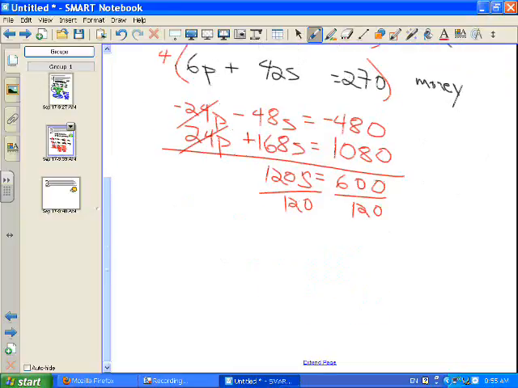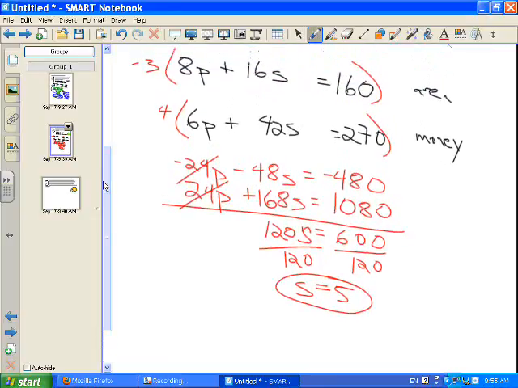Okay, add them down. These will cancel. 120s equals 600. I do believe that goes in there evenly. Next one sucks though. Okay, so that means that we have to take that and plug that back into one of these equations. S equals 5. Sorry, my S's look like 5.